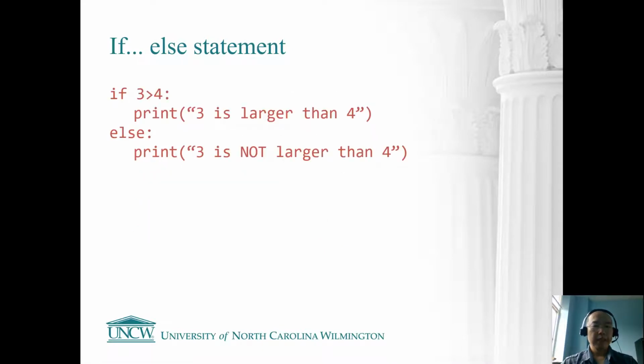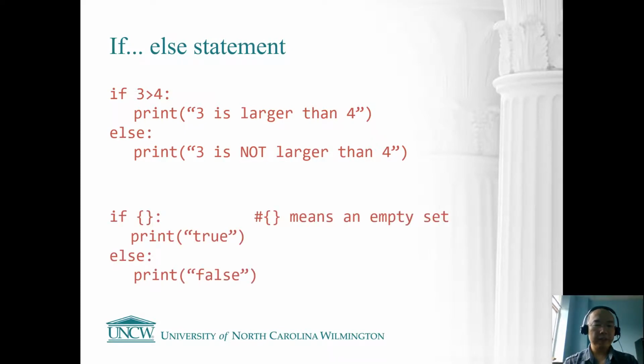Okay? So let's see some examples. So if 3 greater than 4, then we print 3 is larger than 4, and else, that is another branch, and then we print 3 is not larger than 4. So either way, we will have a code block, and it will guarantee that we can have something printed, right? And then how about the next one?